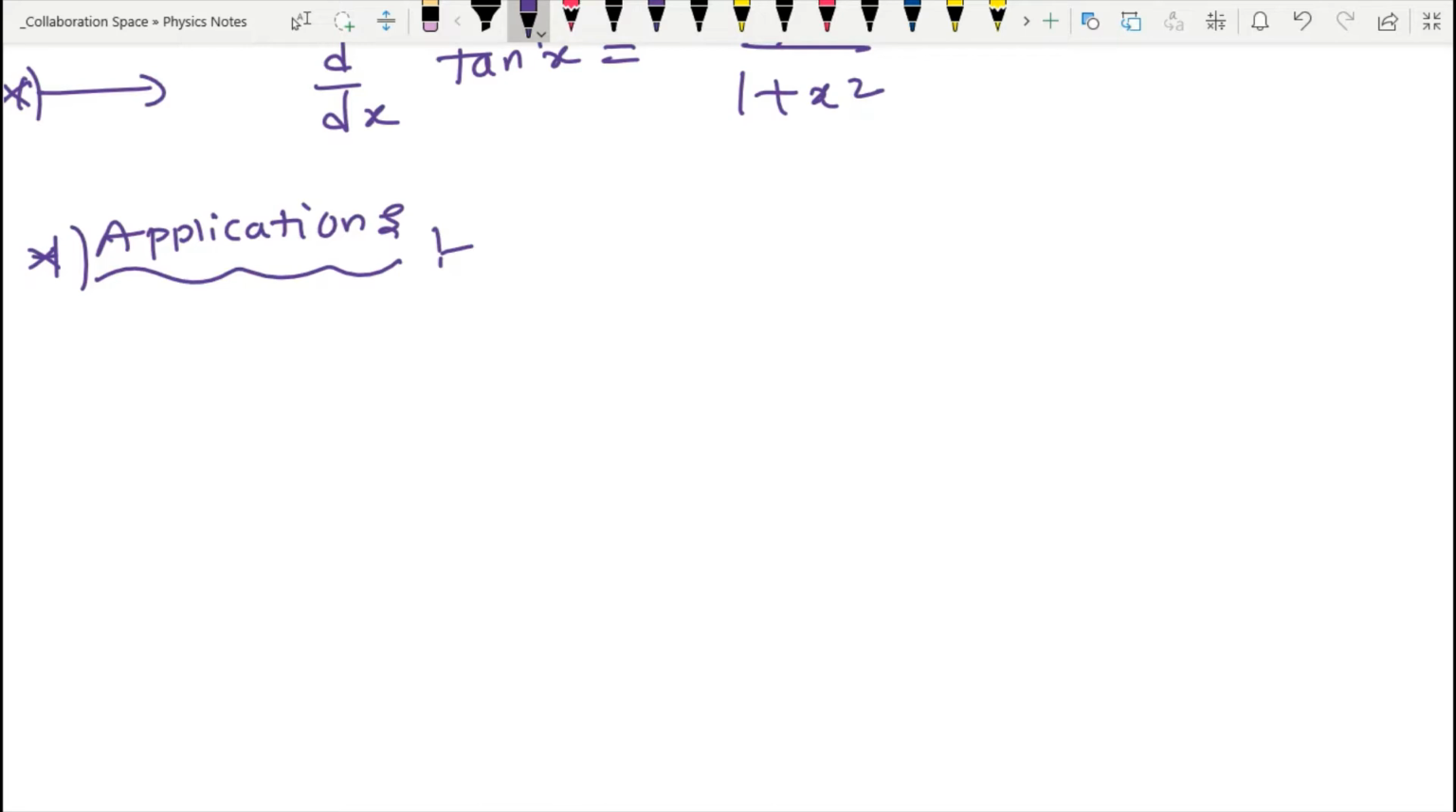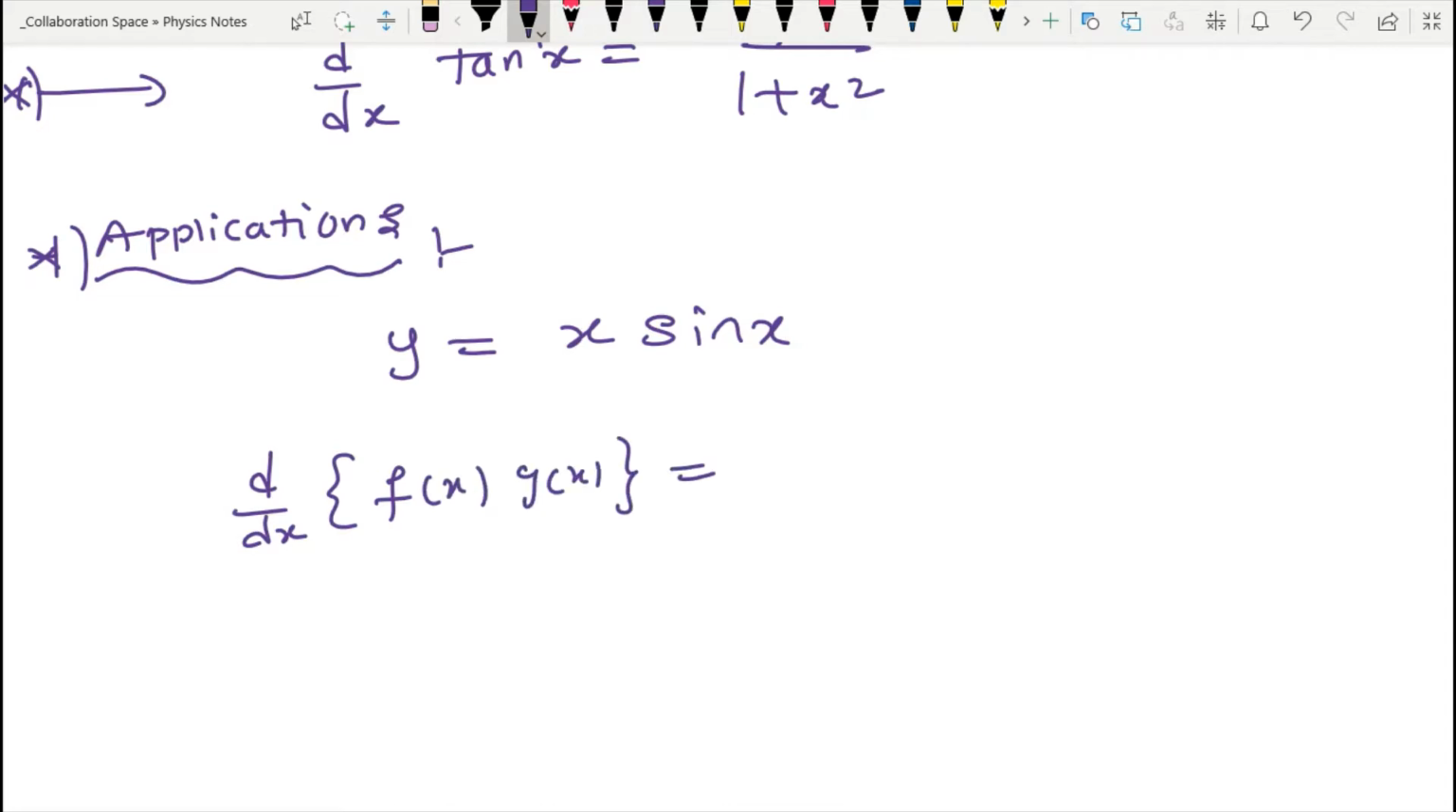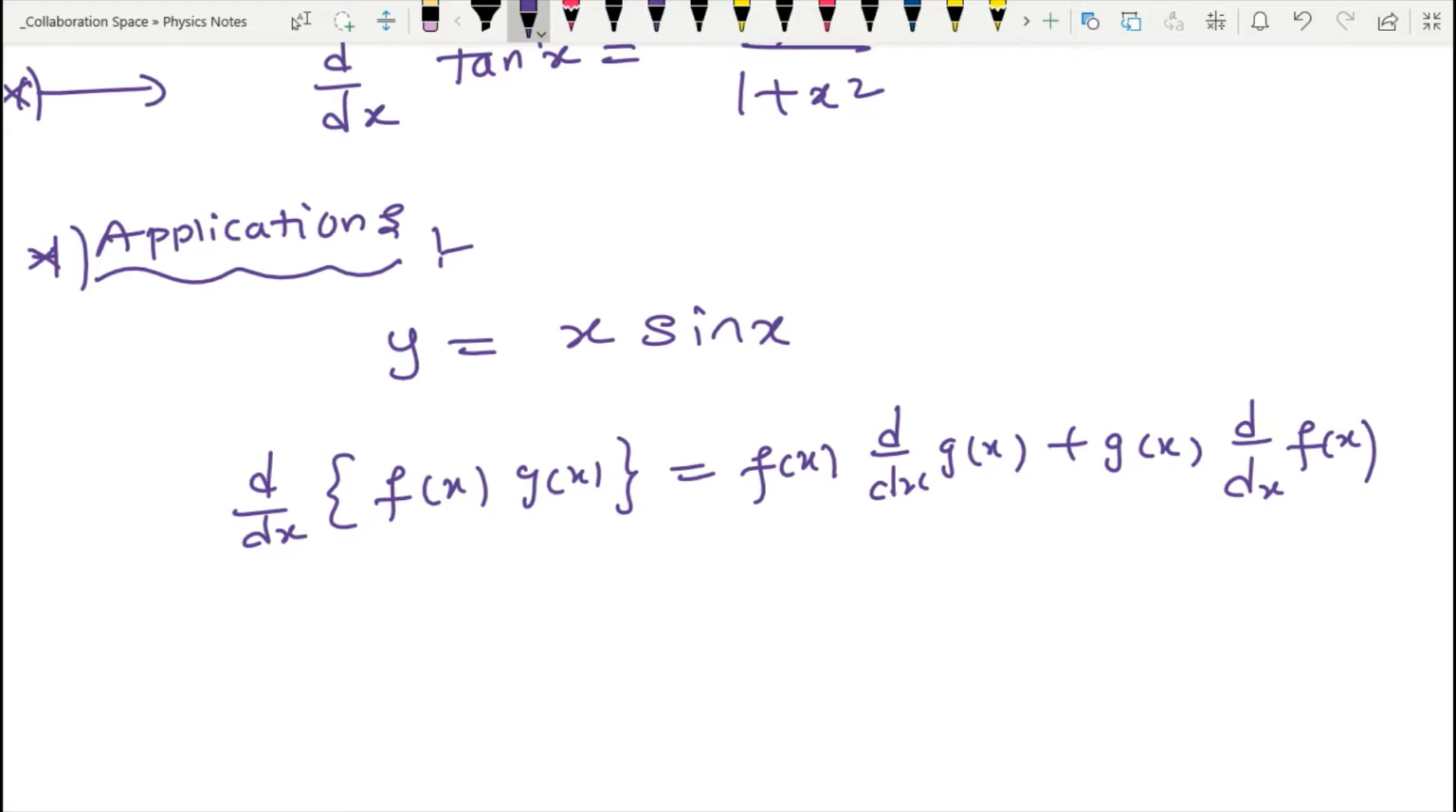You already know about this formula. What is the differentiation of y is equal to x sin x? I already told you the differentiation of f of x into g of x: f of x into d by dx of g of x plus g of x into d by dx of f of x. Let us apply this.